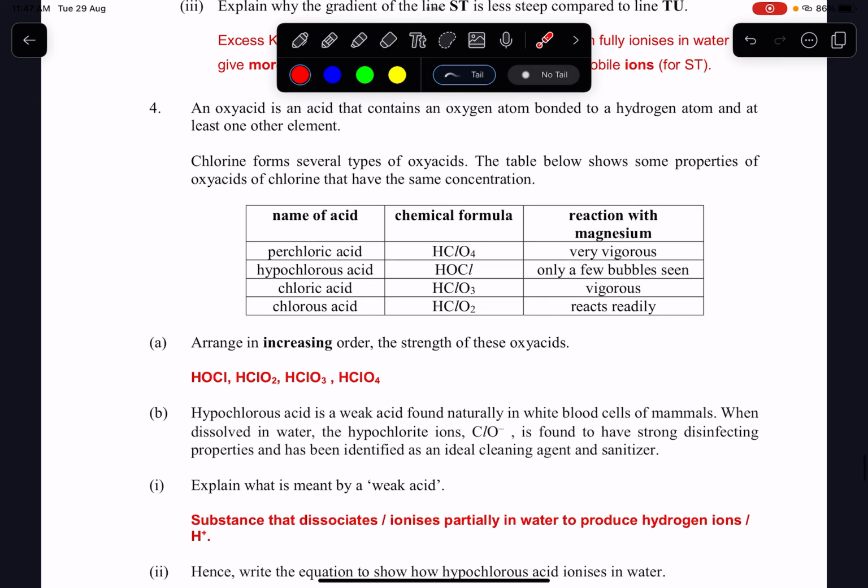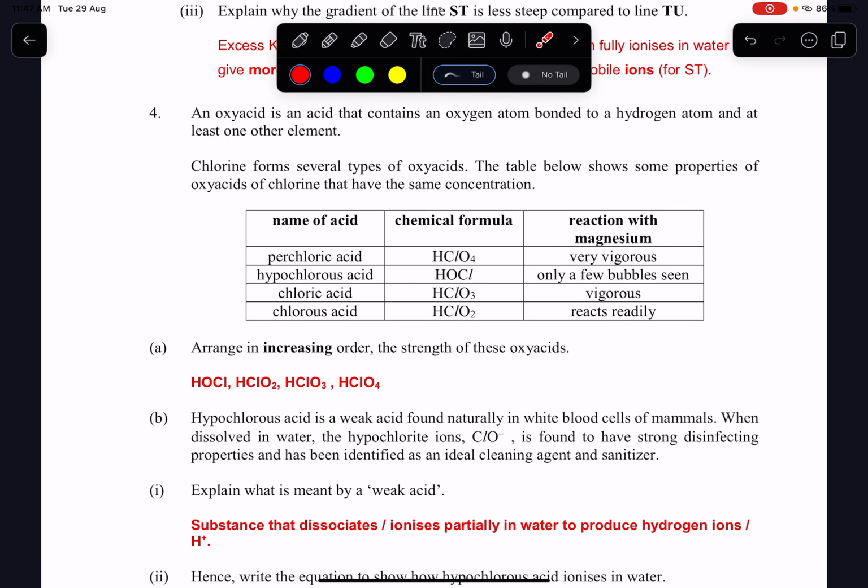Next, question 4. An oxy acid is an acid that contains an oxygen atom bonded to a hydrogen atom with at least one other element. Chlorine forms several types of oxy acids. The table below shows some oxy acids of chlorine at the same concentration. So you have perchloric, hypochlorous, chloric, and chlorous. Formulae are given, and they tell you the observation when reacting with magnesium. Perchloric gives a very vigorous reaction, hypochlorous few bubbles seen, chloric acid vigorous, and chlorous reacts readily.